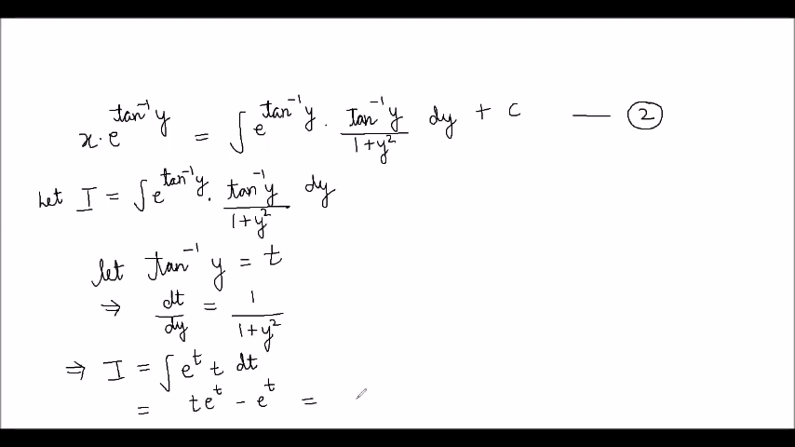Let us put here t. E raised to power t is common. T is tan inverse y, so e raised to power tan inverse y times tan inverse y minus 1. So this is the value of this integration I.